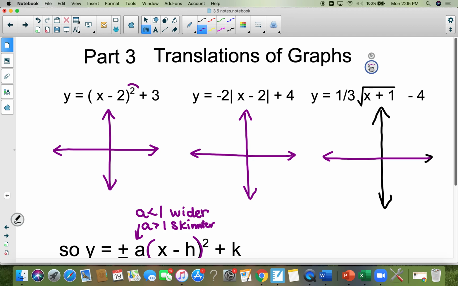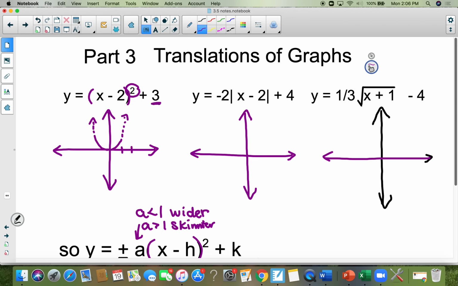Okay, this is x squared, and x squared makes a parent graph of a parabola, if you guys remember your parent graphs from last year. Look to see where the -2 is located. It's located inside of a grouping symbol, so it's going to move it side to side. A -2 moves it to the right 2.